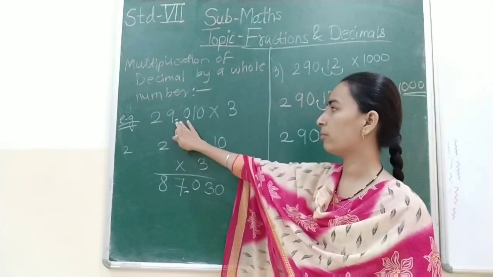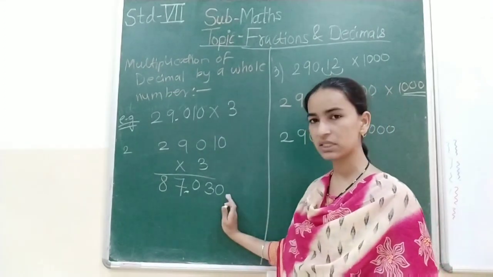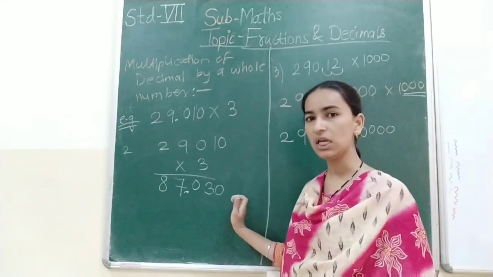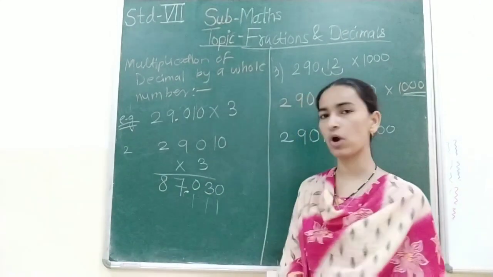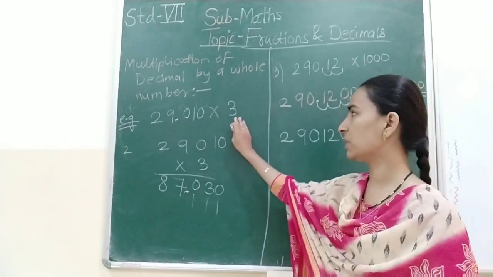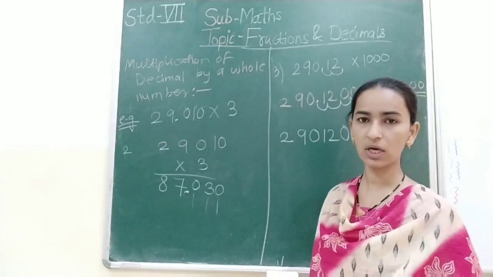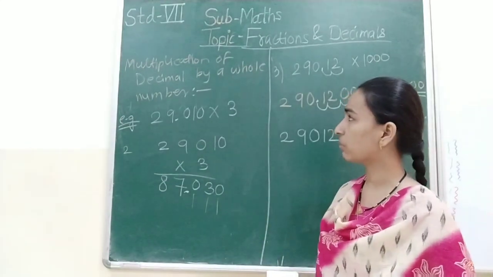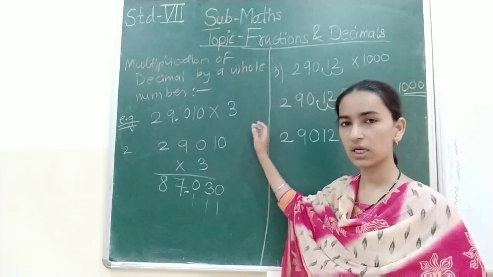Then after decimal, 1, 2, 3. 3 digits are there. So from the right side of our answer, leave that many digits. 1, 2, 3 and give the point there. Understand this? Okay? If your number is bigger, that time the same you have to do. Understand how to take the multiplication of decimal by a whole number? This is the second type.